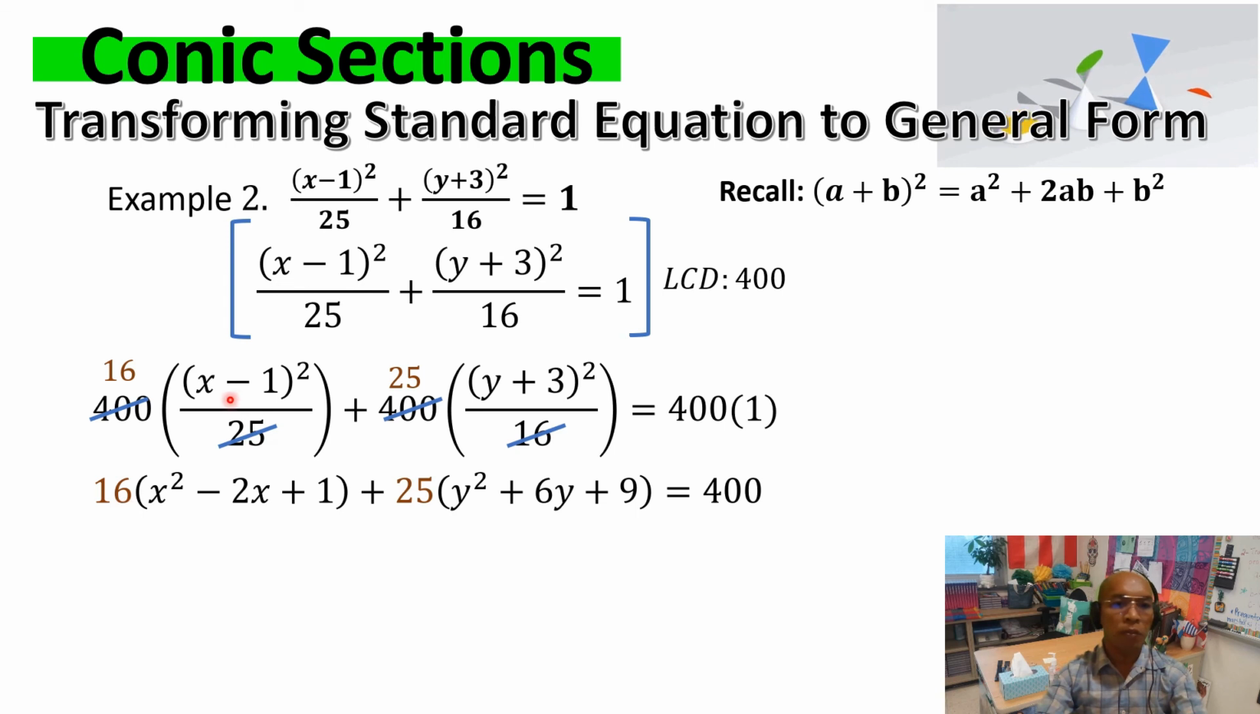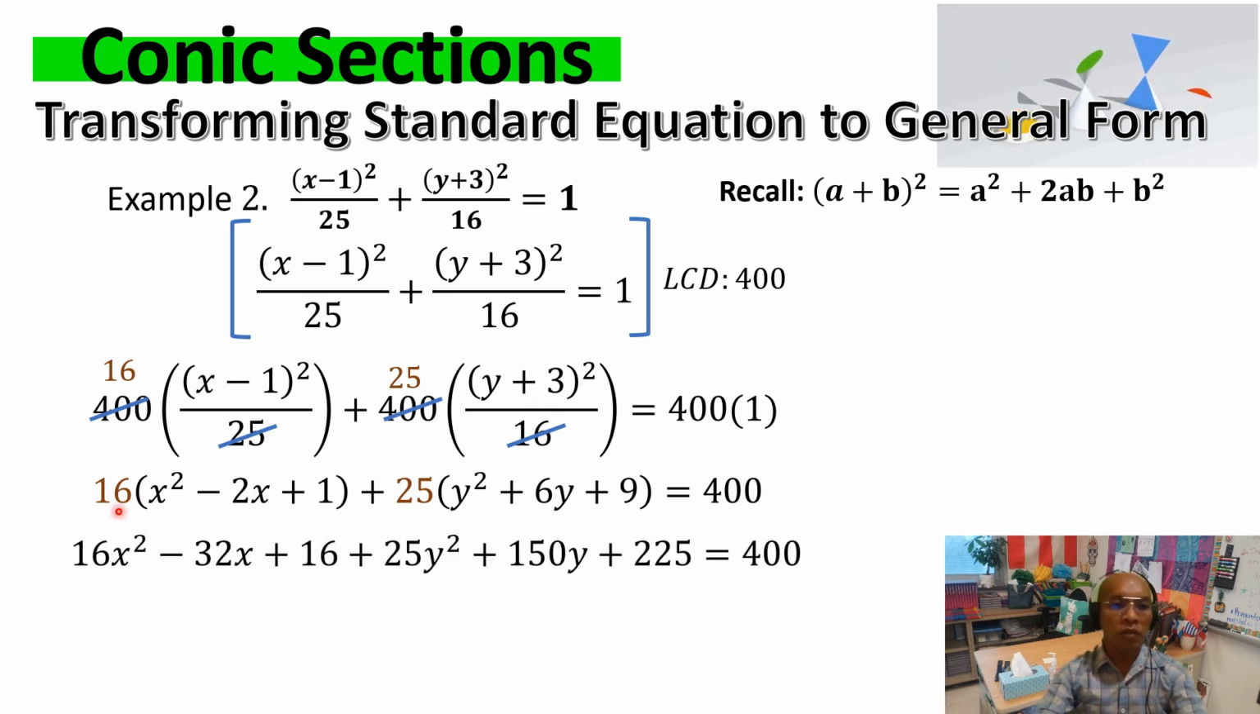We just copy the expanded form of x minus 1 quantity squared, which is x squared. Then x times negative 1 is negative 1x, times 2 is negative 2x. Then the square of negative 1 is positive 1. So this is the expanded form of this given expression following this theorem. And the same goes with this given expression, y plus 3 quantity squared. So the first term is y squared. The middle term is y times positive 3 is 3y, times 2 is 6y. Then the last term is the square of 3, which is positive 9.